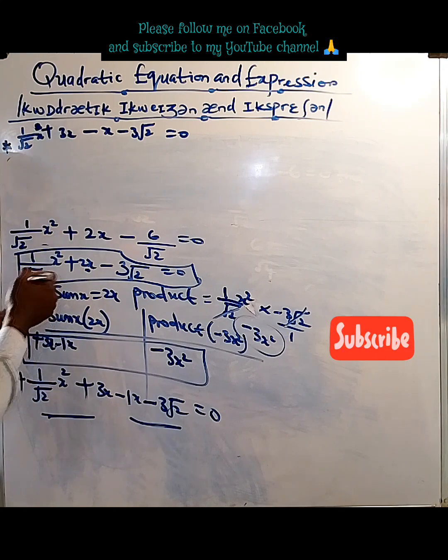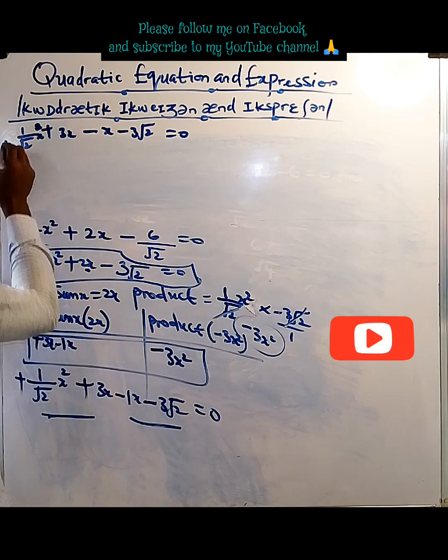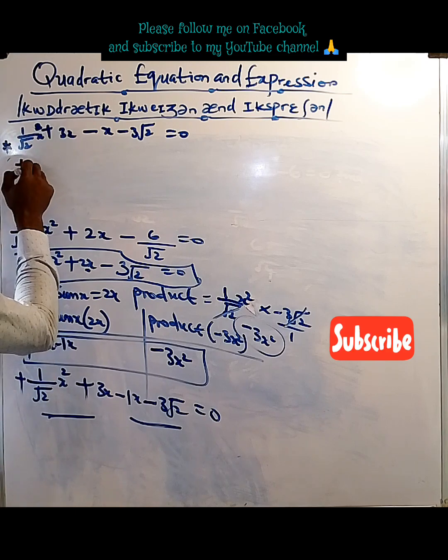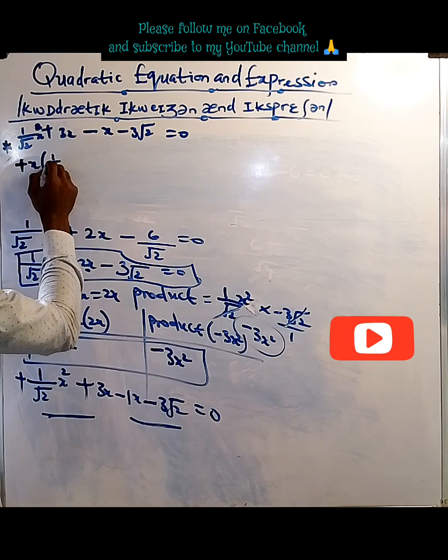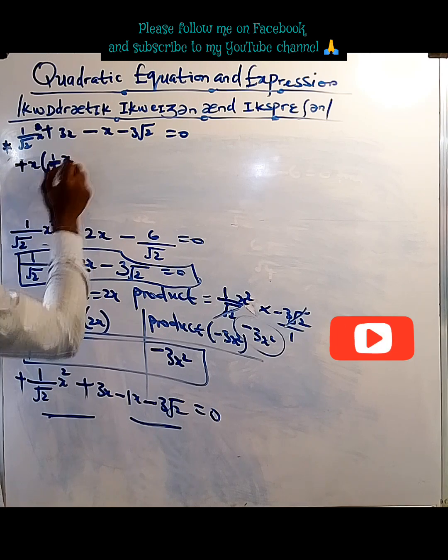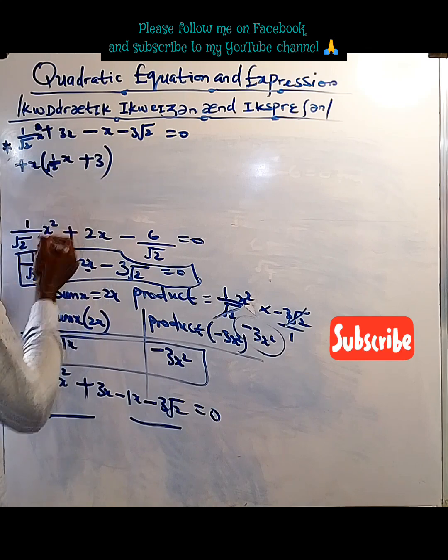What is common? What is simply common without much force is x. x is common. So what was the starting sign? The starting sign is positive, plus x. Open the bracket. What do we have left? 1 over root 2 x, then plus, and plus is plus. What is left here? 3.